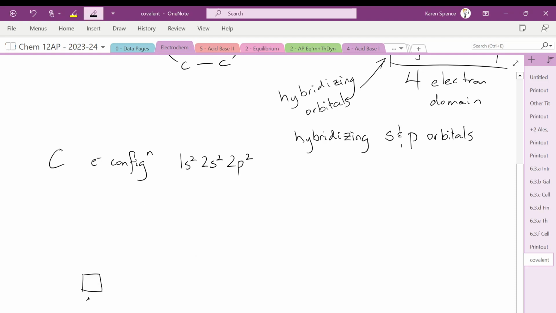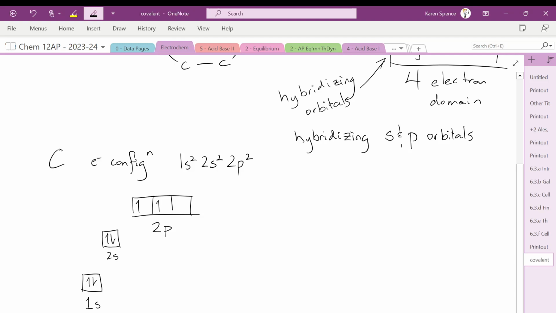the 1s. And what would we draw in there? Up and down. Okay, so that's 1s2. And then we have 2s2. And then we have 2p2. Where do I put the second one? Has to be an up in the next box.